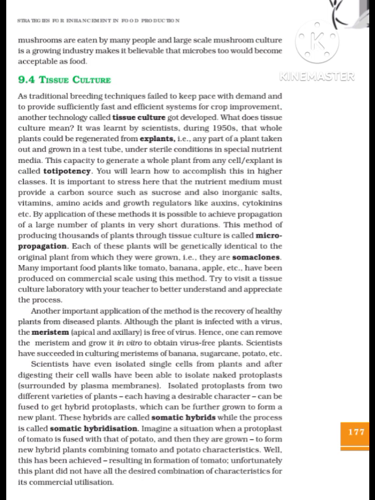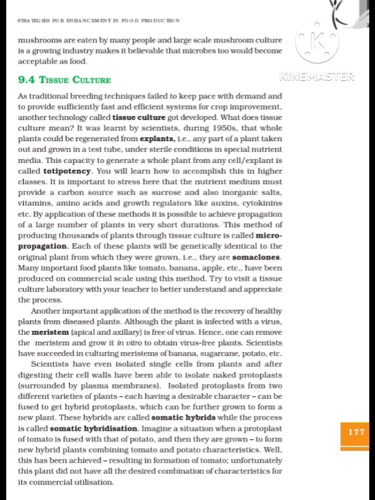It was learned by scientists, during the 1950s, that whole plants could be regenerated from explants, i.e., any part of a plant taken out and grown in a test tube, under sterile conditions in special nutrient media. This capacity to generate a whole plant from any cell or explant is called totipotency. You will learn how to accomplish this in higher classes. It is important to stress here that the nutrient medium must provide a carbon source such as sucrose, and also inorganic salts, vitamins, amino acids, and growth regulators like auxins, cytokinins, etc.